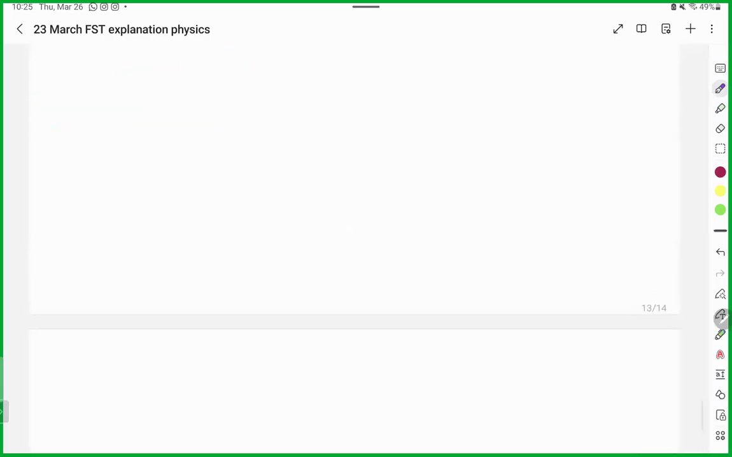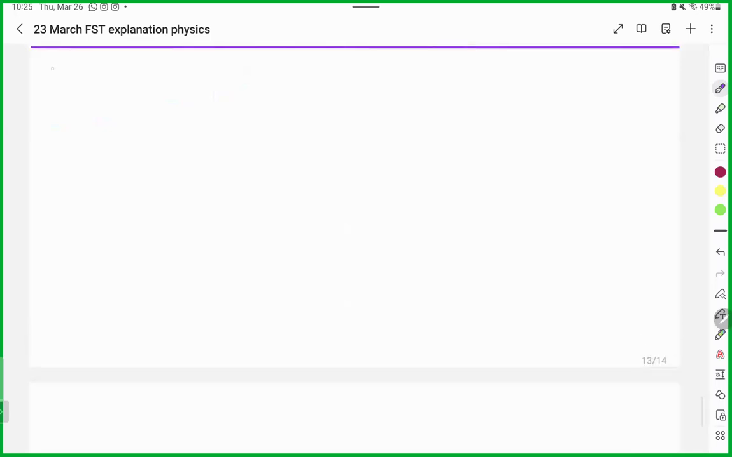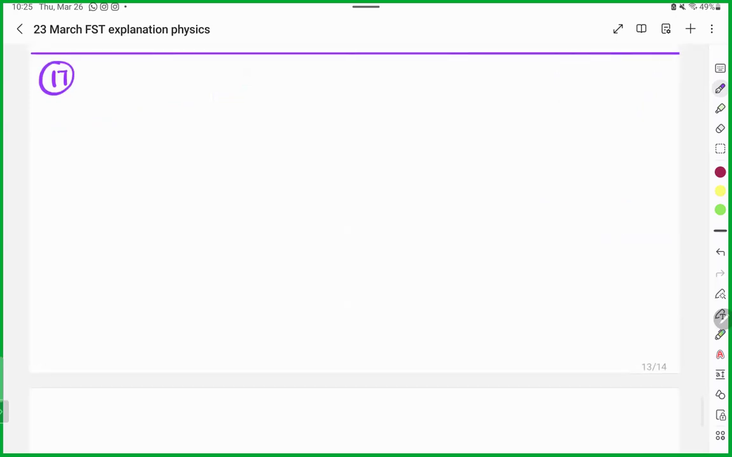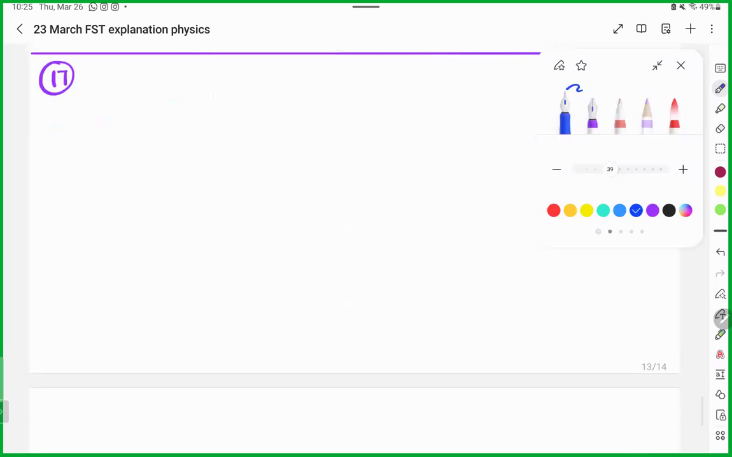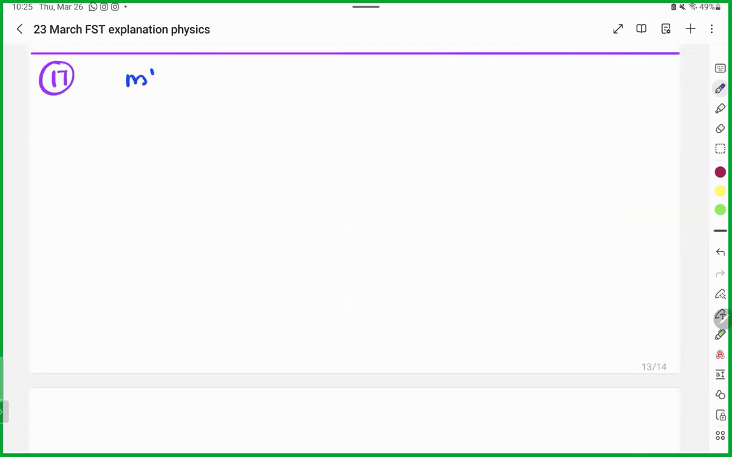Question number 17. In question number 17, what we have, K, mass of one planet is 1/10 of the... So it's question number 16. Okay, that is question number 16.